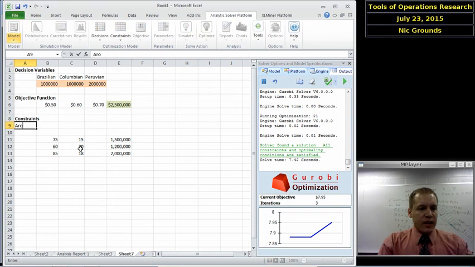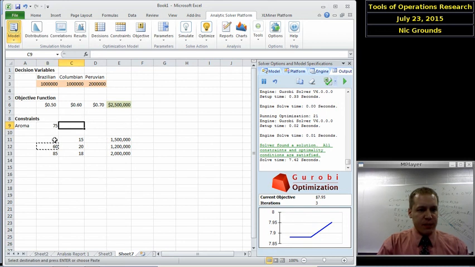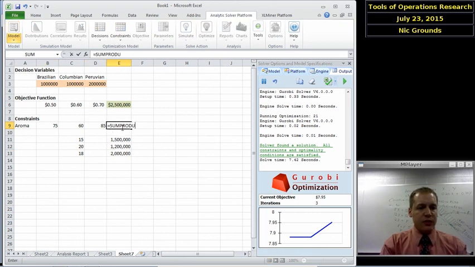Because we have a constraint on aroma, okay? Now, we know the aroma rating of each bean, right? So we could compute the sum product, right? So number of beans multiplied by the aroma rating.